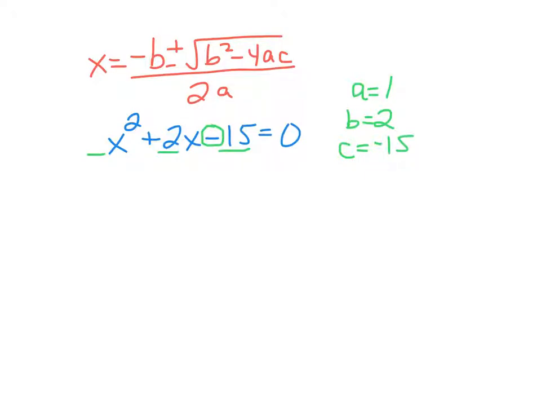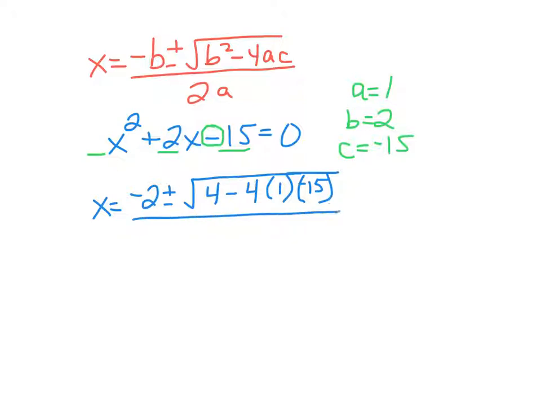Now I'm just going to go through and use the formula that I have up at the top in the red, and I'm going to plug in the numbers. So I have x is equal to the opposite of b, which would be negative 2, plus or minus the square root of b squared. B is equal to 2, so that's equal to 4. Subtract 4 times a is equal to 1, times c, which is a negative 15, all over 2a is equal to 1, so that's all over 2.